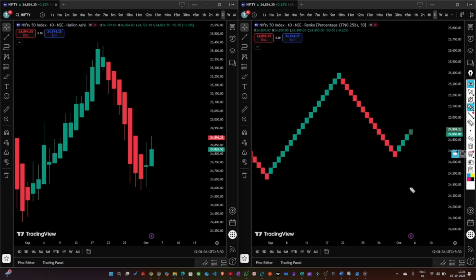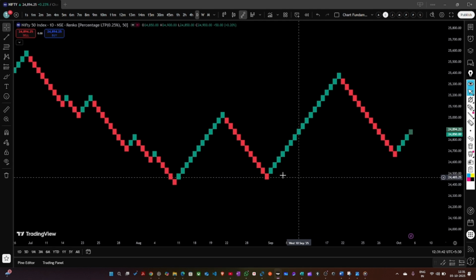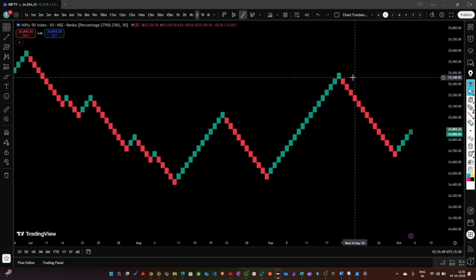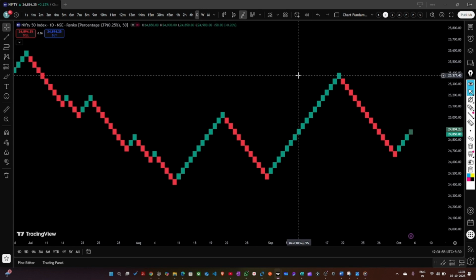Now we understood that Renko is basically a price based chart. It only takes into account the price, and the time frame that we choose, that is the time frame in which this gets locked, right? So time frame, keep this in mind. This is extremely important. We'll be discussing it in the future.